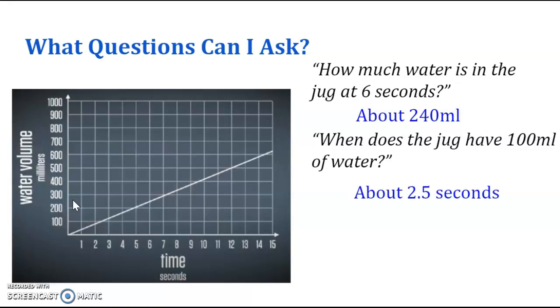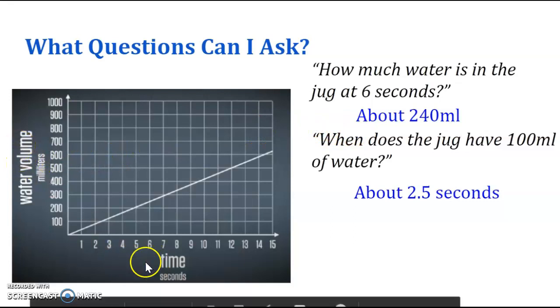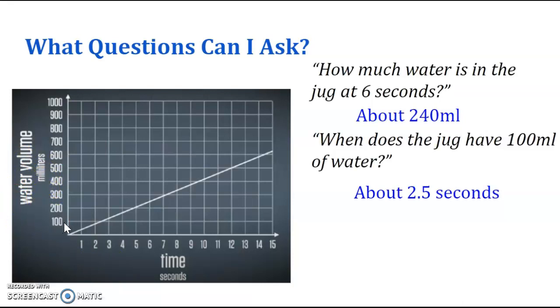Okay, when does the jug have 100 milliliters of water? The second question is asking when. So we're looking for the time, but we do know how much volume. We have 100 mils of water. Where is 100 mils of water? We're not talking about time anymore. We know the volume. So 100 mils of water is right here.